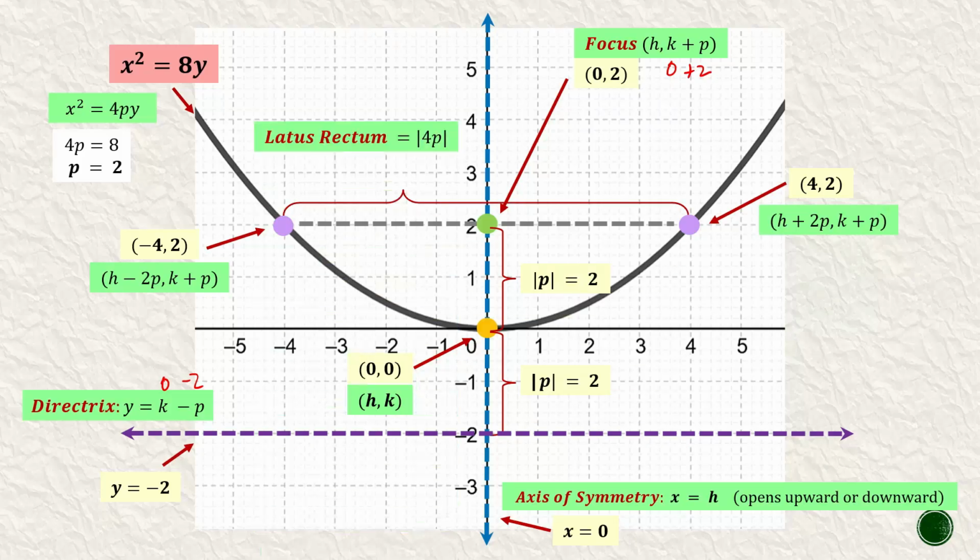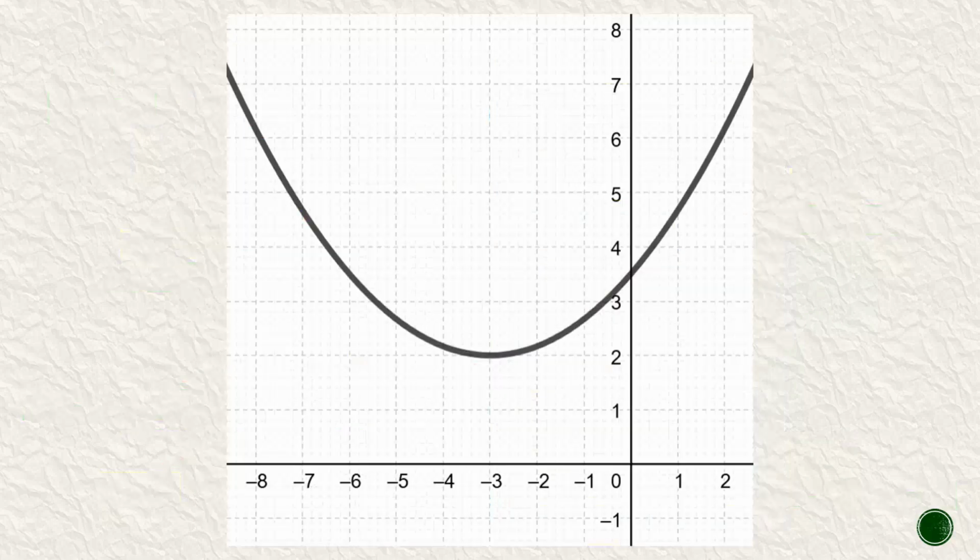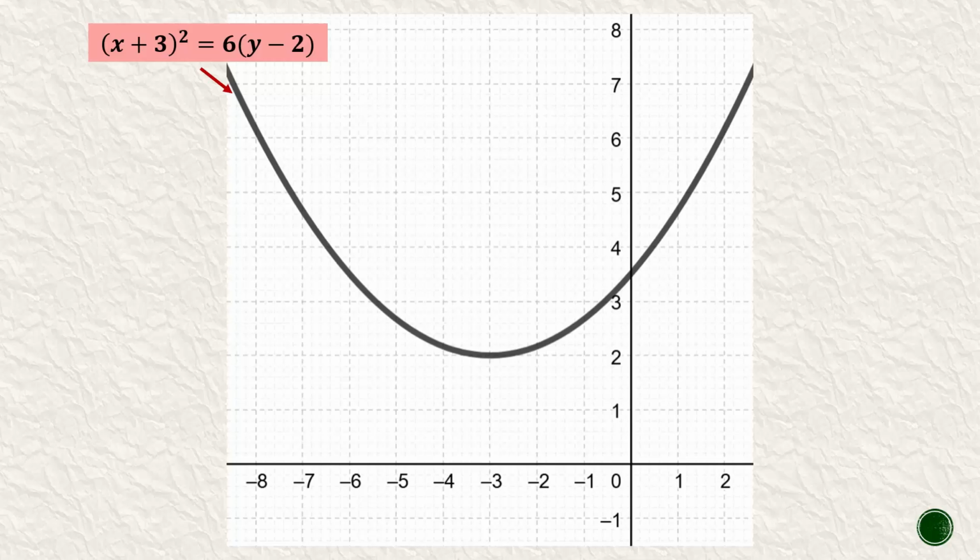So that's equal to the absolute value of 4p, and we can actually clearly see that from the equation, and that equals 8. Okay, now what if our h,k is outside the origin, or not in the origin? For example, in this parabola, again, this parabola is being represented by the equation (x + 3)² = 6(y − 2). Generally speaking, we have (x − h)² = 4p(y − k).